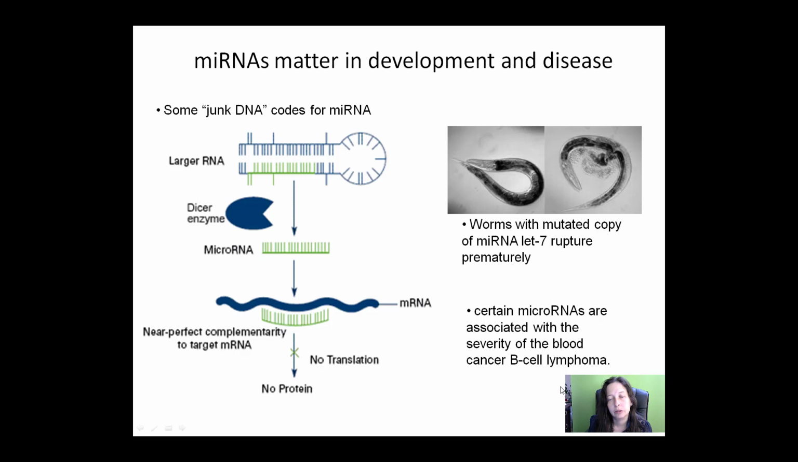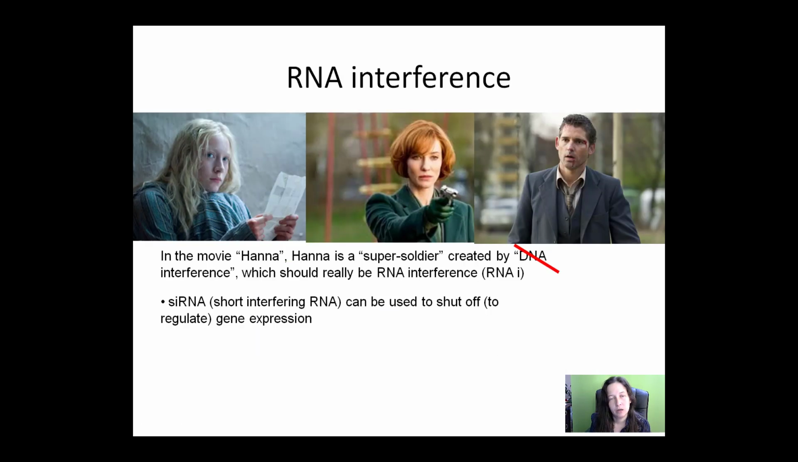For example, in clinical studies, they found that certain microRNAs are associated with the severity of the blood cancer B-cell lymphoma. So when a certain microRNA was present at low levels, this resulted in a more severe outcome for patients with B-cell lymphoma who had these low microRNA levels. So sometimes microRNAs, or most of the time, they're called RNA interference.